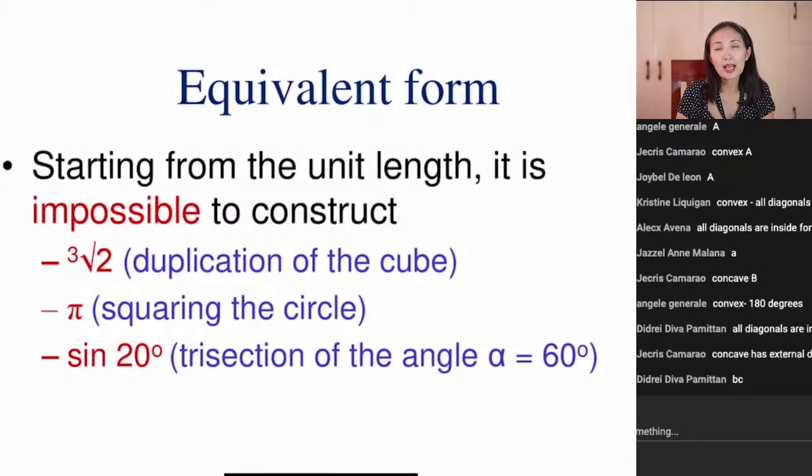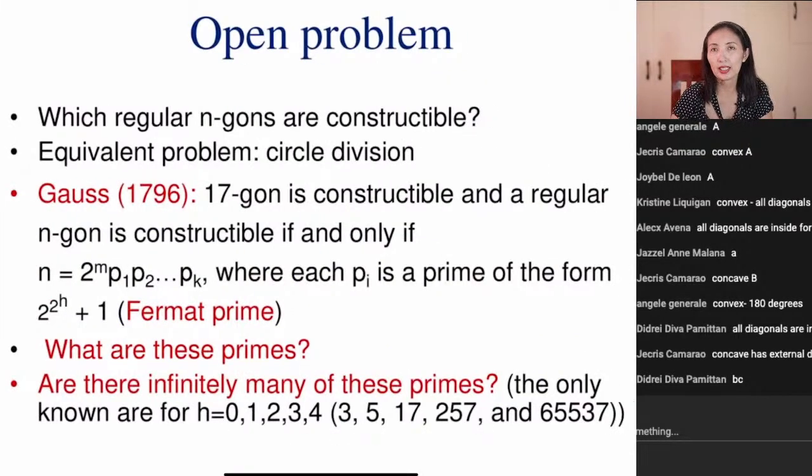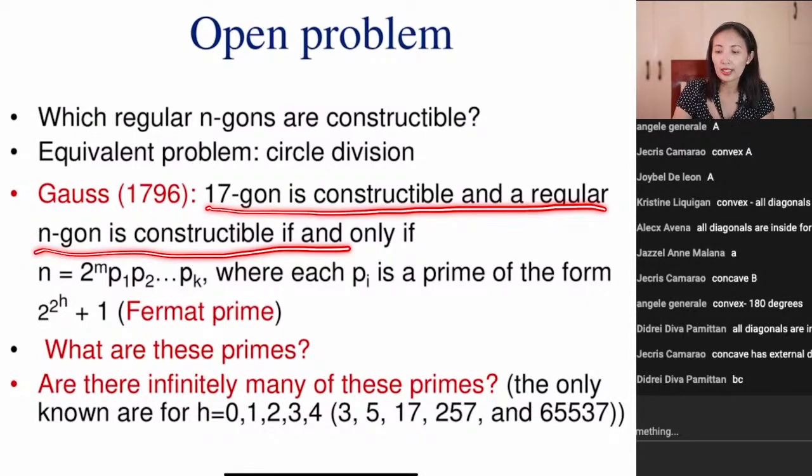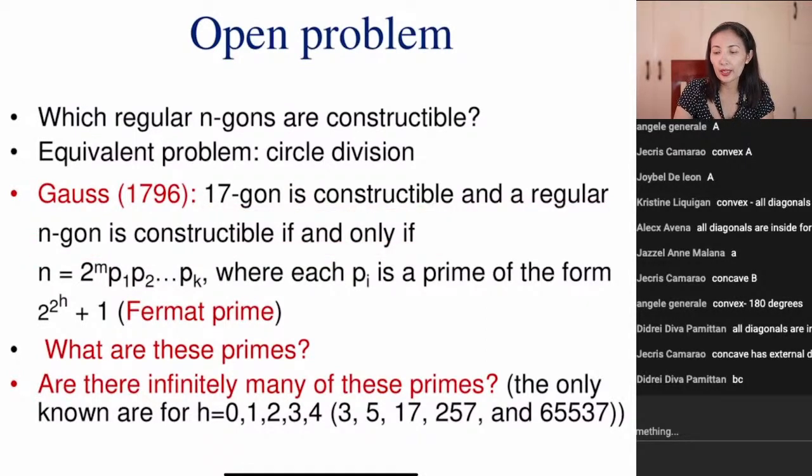Next, some other open problems in Greek geometry are the following. Which regular n-gons are constructible? Okay? How do we divide a circle? In 1796, Gauss constructed a 17-gon. So the 17-gon is constructible, and a regular n-gon is constructible if and only if it satisfies this equation, which involves the Fermat prime.